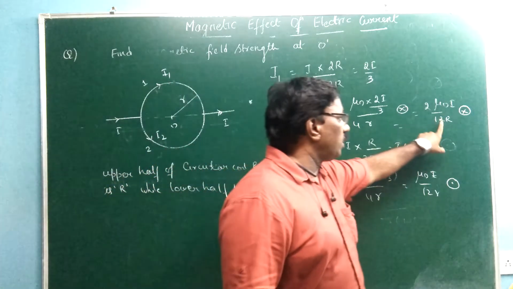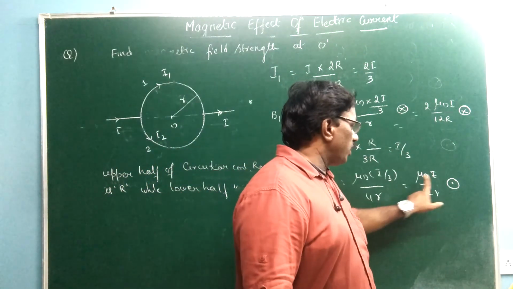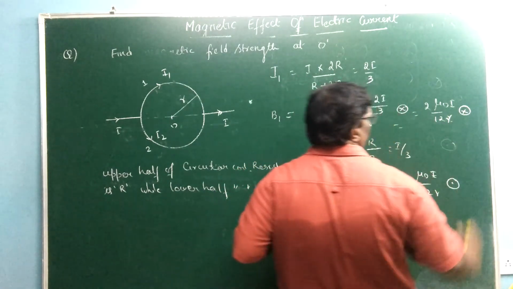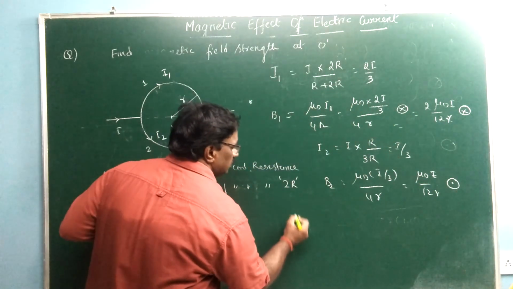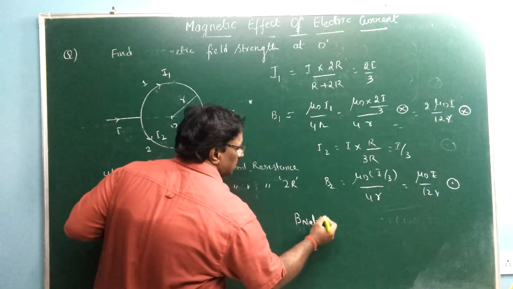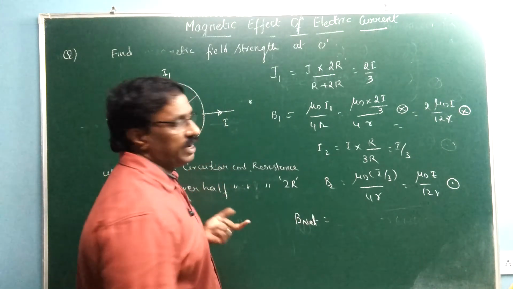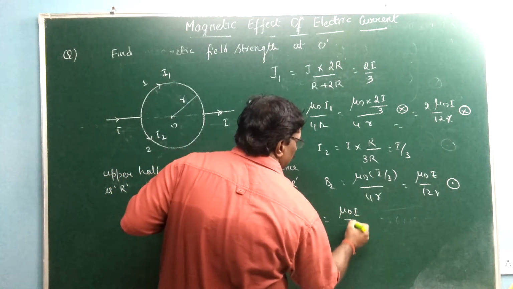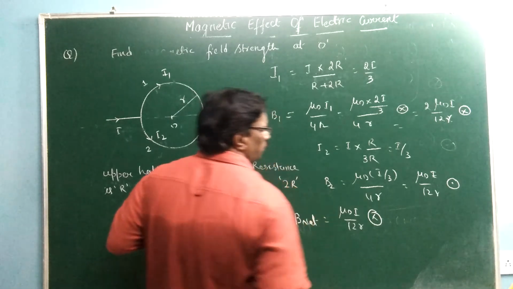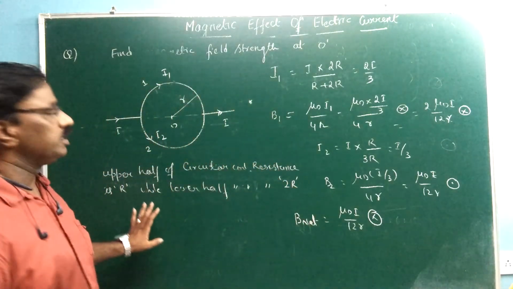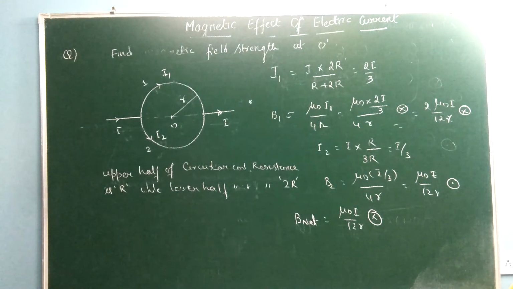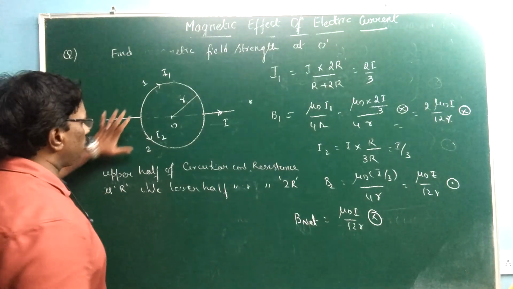So 2 mu naught I by 12R is bigger than mu naught I by 12R. We know how to find B net. So B net is 2 mu naught I by 12R minus mu naught I by 12R. It becomes mu naught I by 12R. Direction is into. So observe the question carefully. It won't become 0 here. Every time need not be 0. It depends.